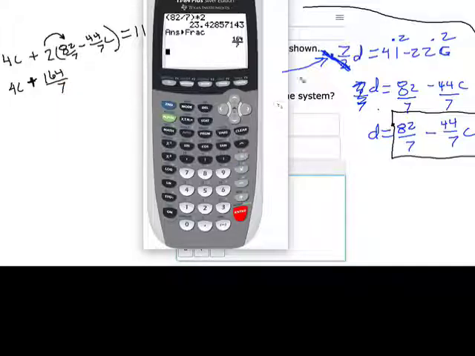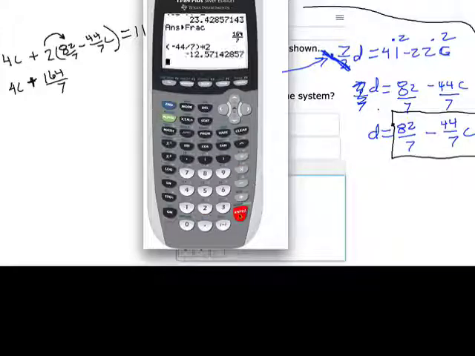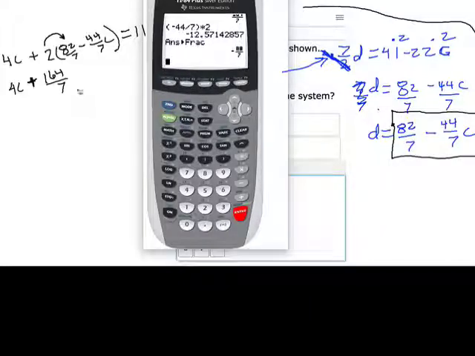Now I'm going to do the same thing with the negative 44 over 7. Negative 44, again, it's a fraction. So negative 44 over 7 times 2 equals, math, enter, enter, negative 88 over 7. Negative 88 over 7 c equals 11.